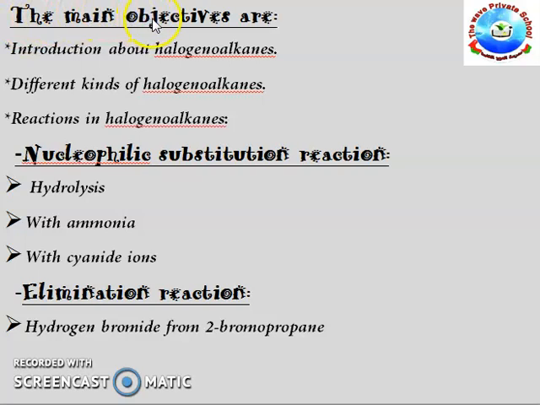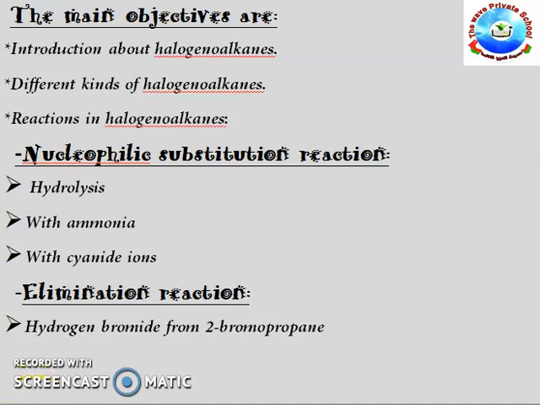So, the main objectives are introduction, different kinds of halogenoalkane, and the reactions of halogenoalkane. There are two types of reaction. The first one is nucleophilic substitution reaction and the second is elimination reaction. In nucleophilic substitution, we are going to see hydrolysis with ammonia and with cyanide ion. And in elimination reaction, we are going to see hydrogen bromide from 2-bromopropane.